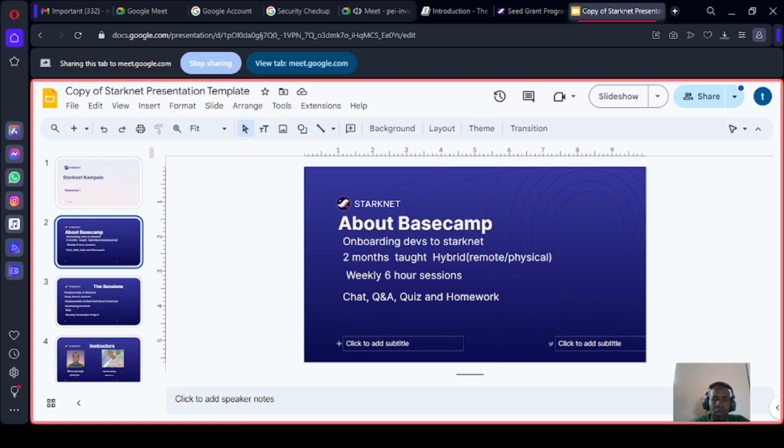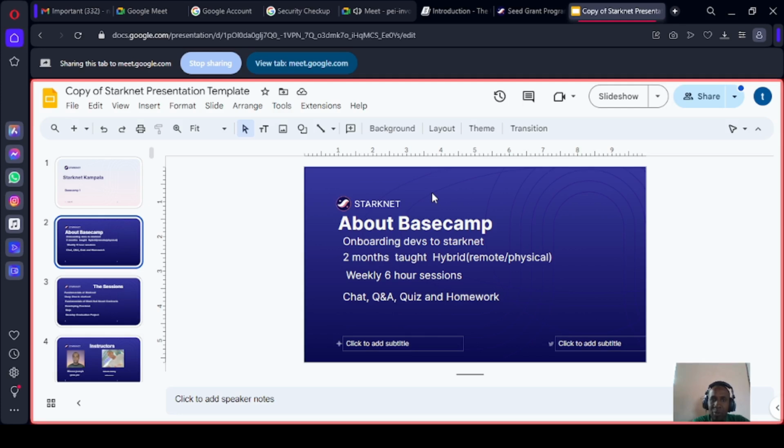So about the Basecamp. The overall aim of the Basecamp is to onboard novice developers, and it is going to be a 2 month period. It's going to be both hybrid and remote. Those who attend remotely shall be attending on Google Meet, and our times are always Monday 8 p.m. East Africa time, Wednesday 8 p.m. East Africa time, and Friday 8 p.m. East Africa time.